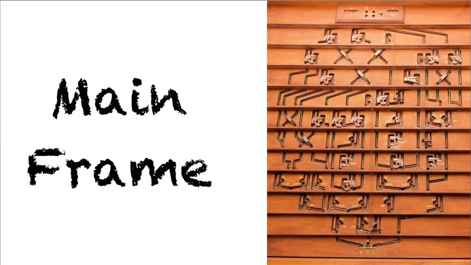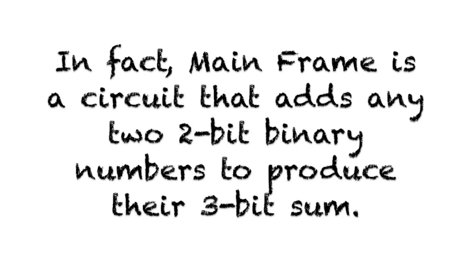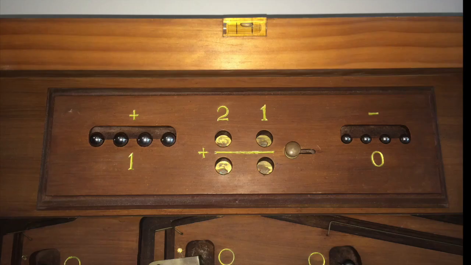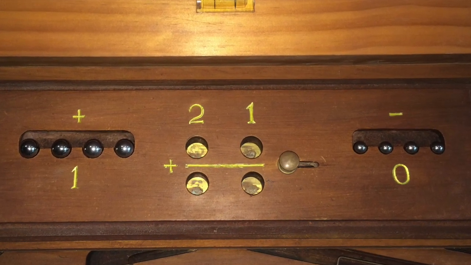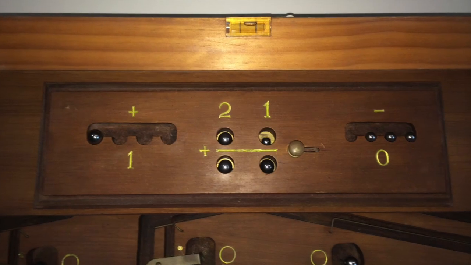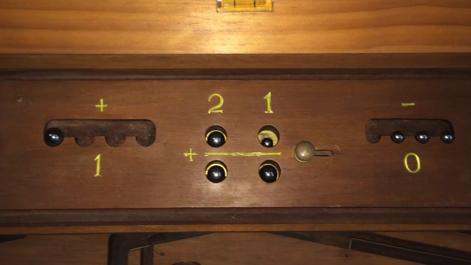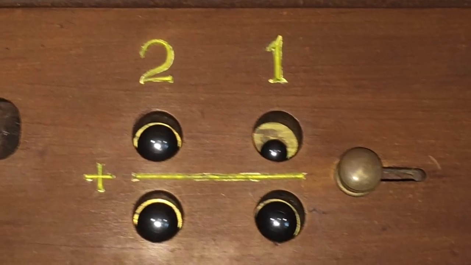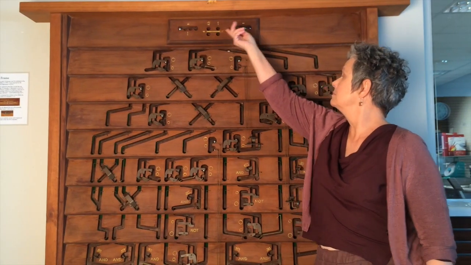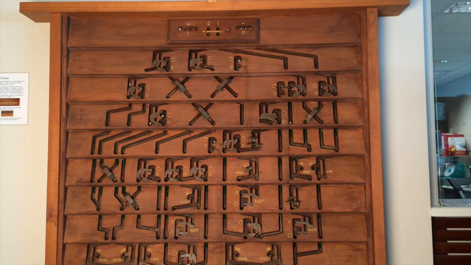But the pride of our collection is Mainframe, a dynamic sculpture that implements a computer logic circuit as a work of art. In fact, Mainframe is a circuit that adds any two 2-bit binary numbers to produce their 3-bit sum. The bits are represented by ball bearings, large for 1 and small for 0. Here the operator has set up the inputs to add 2 to 3, in binary to add 10 to 11. The operator slides the lever to release the inputs and all hell breaks loose.